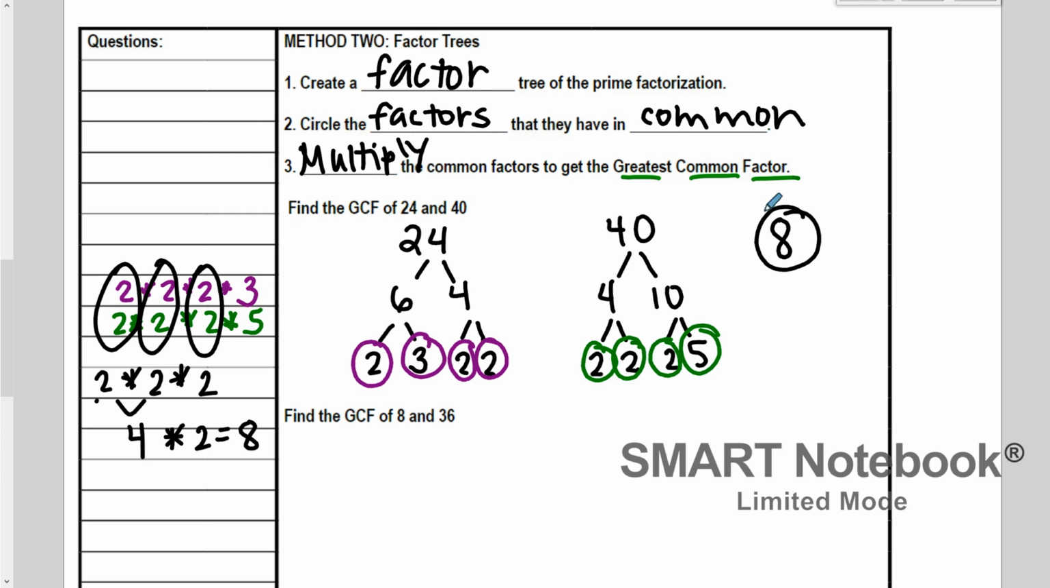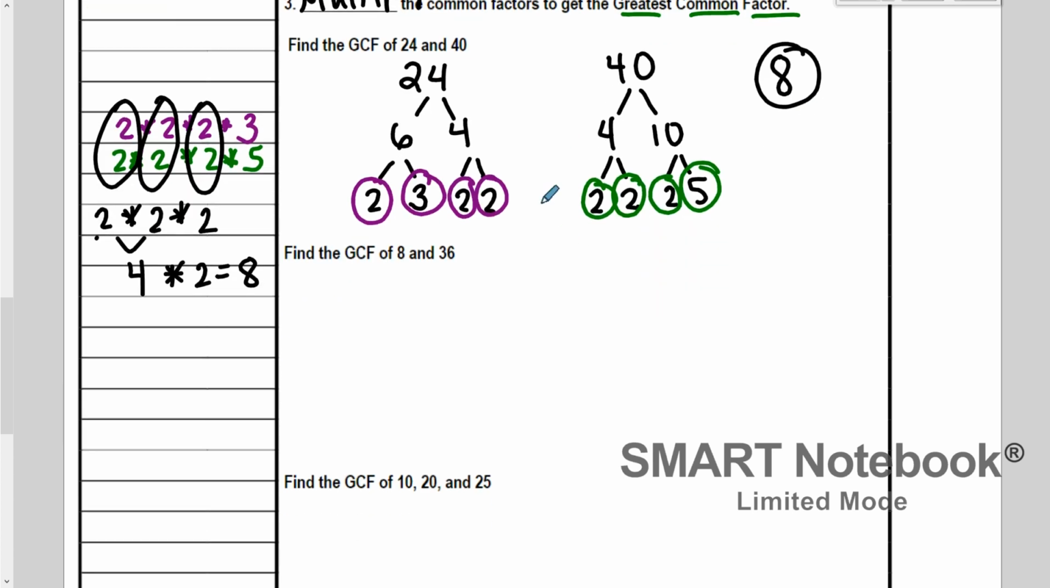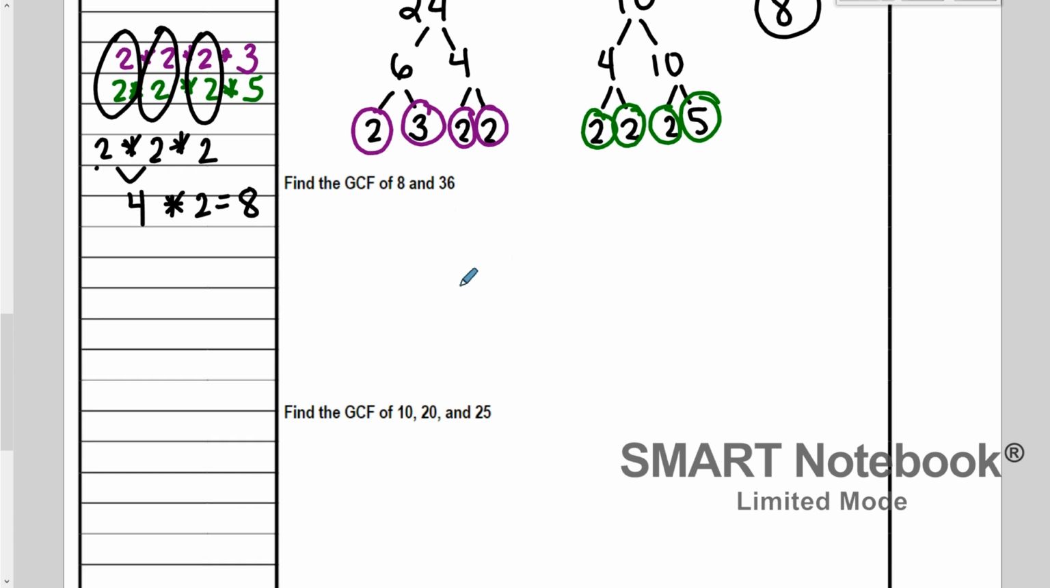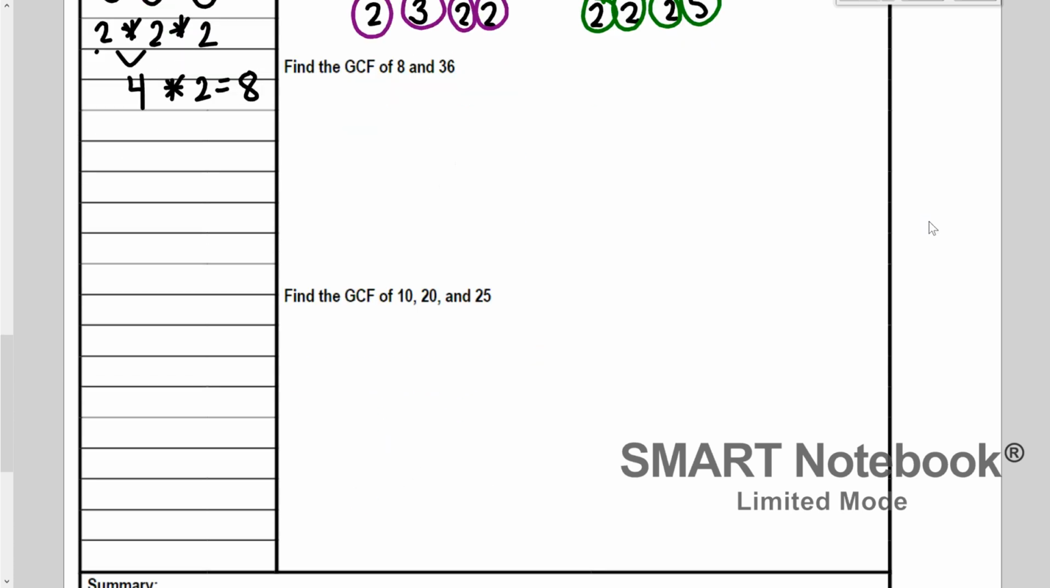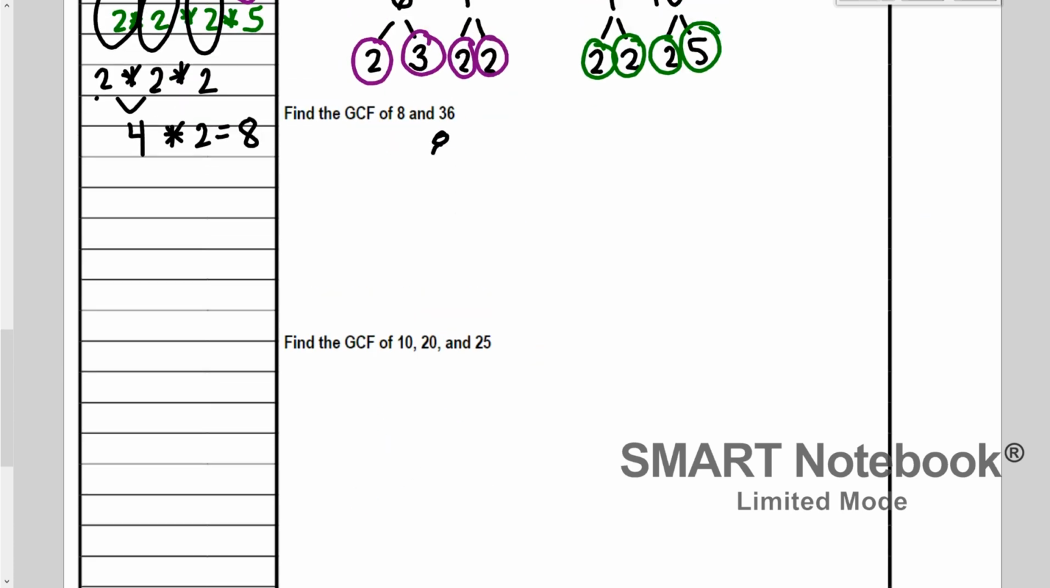Okay. If you're feeling comfortable, go ahead and pause the video, try that next one on your own. If you want to see another example, you can always do the bottom one on your own as well. We've got 8 and 36. Start with those factor trees. I'm going to choose 4 and 2, 2 and 2. So we'd have 2 times 2 times 2 for 8.